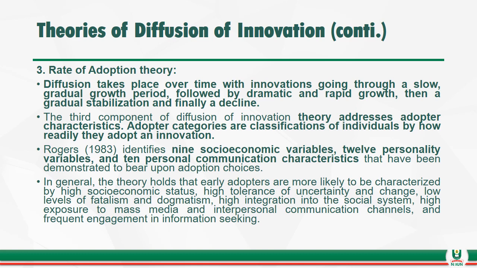Rogers, in his study, identified 9 socioeconomic variables, 12 personality variables, and 10 personal communication characteristics that have been demonstrated to bear upon adoption choices. In general, the theory holds that early adopters are more likely to be characterized by high socioeconomic status, high tolerance of uncertainty and change, low levels of fatalism and dogmatism, high integration into the social system, high exposure to mass media and interpersonal communication channels, and frequent engagement.